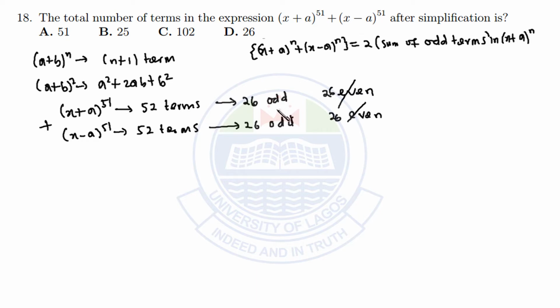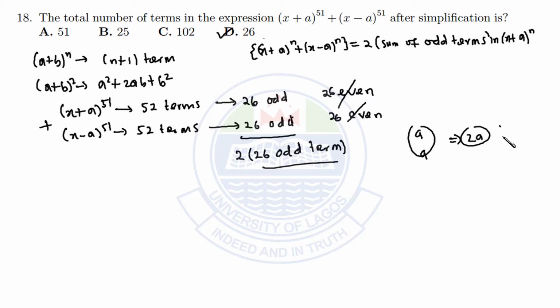And what's going to happen to the odd terms? The odd terms are going to have exactly the same sign all through. If we add them together, we are going to have 2 times the 26 odd terms. So how many times are we going to have in this? We are just going to have 26 times. So the correct option here is D. Don't make the mistake of multiplying them together, because since both of them are exactly the same, if you have a here, you are going to have a here. A plus a is 2a, which is still 1 term. I hope that is clear. So the correct option here is D.